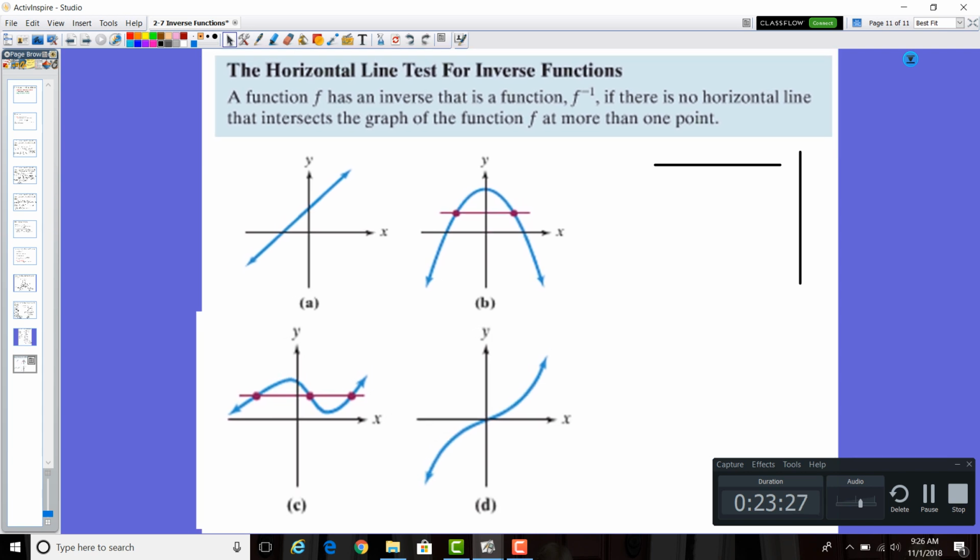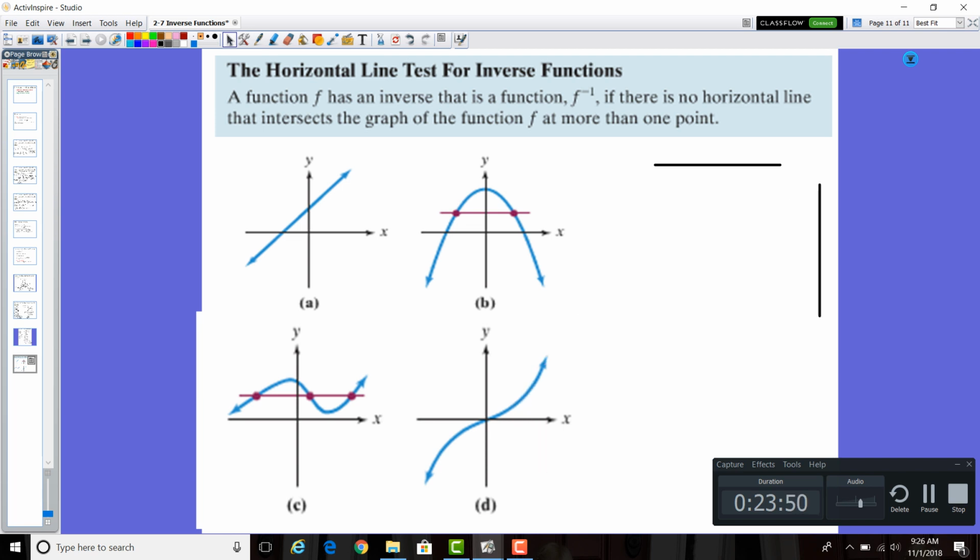Let me get that line if it'll let me. This linear equation is a linear function. This quadratic parabola is a function. This is a trigonometric function. It has peaks and valleys, but it still passes the vertical line test. This is a cubic function. It will also pass the vertical line test.